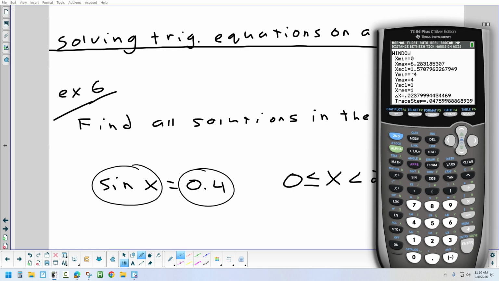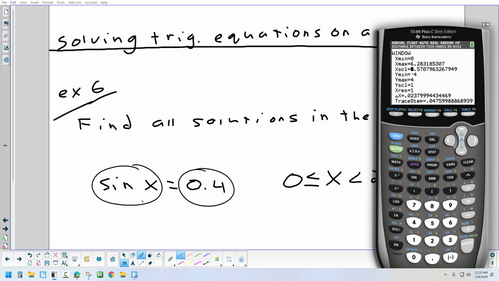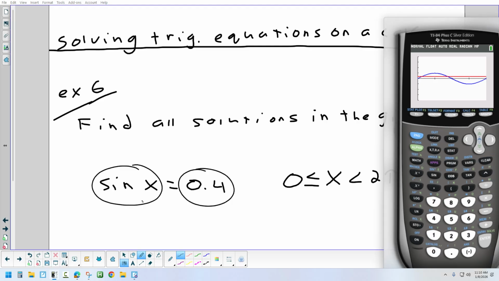Now, what's the highest and the lowest that sine is going to go? Yeah, 1 and negative 1, and right now I have it set from 4 to negative 4. That's a little extra, but it's okay. We can leave it like that. Okay, so we hit graph. Since we're setting it 0 to 2 pi, we're going to see exactly 1 cycle. There's my line at 0.4.